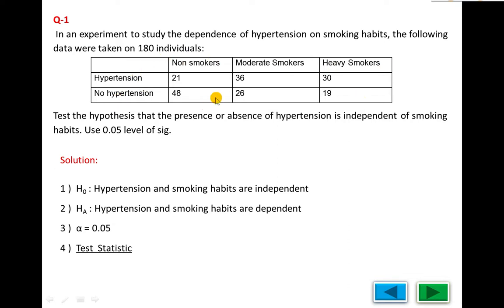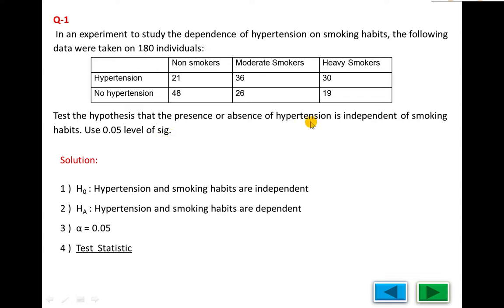This table is called a contingency table, when we represent two characteristics or two criteria of classification according to their categories in the form of a table. The table is called a two-way frequency table or contingency table. Test the hypothesis that the presence or absence of hypertension is independent of smoking habits. Use 5% level of significance.